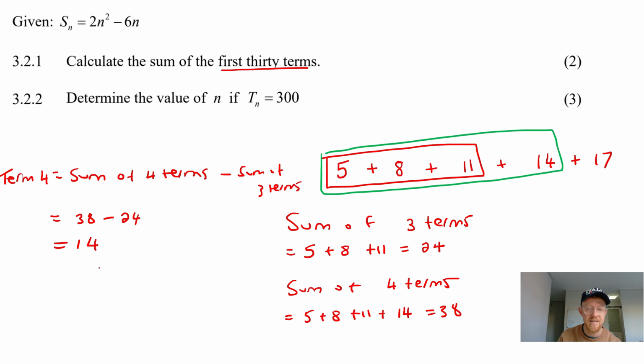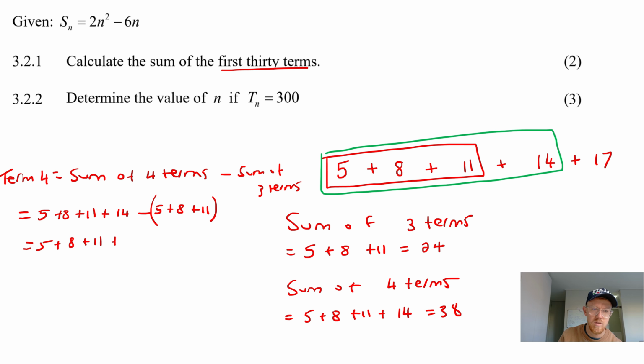Another way of writing that is, we could have written it as the sum of 4 terms is 5 plus 8 plus 11 plus 14 minus, in brackets, 5 plus 8 plus 11. And so if you had to get rid of the brackets, you would have minus 5 minus 8 minus 11. And so the 5s are cancelled, the 8s are cancelled, the 11s are cancelled, and then you're just left with the 14.